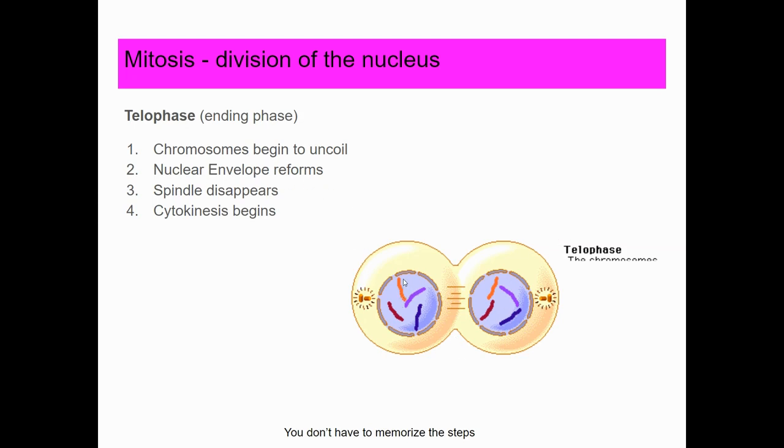The nuclear envelope reforms. You can see it coming around here. The nucleus is coming back. The spindle disappears, so we no longer have those lines that are connecting everything, and cytokinesis begins. Cytokinesis means the movement of the cytoplasm. So cytokinesis is when this thing gets split and you form two fully separate new cells that are genetically identical. The whole point of mitosis is you're making two genetically identical cells.